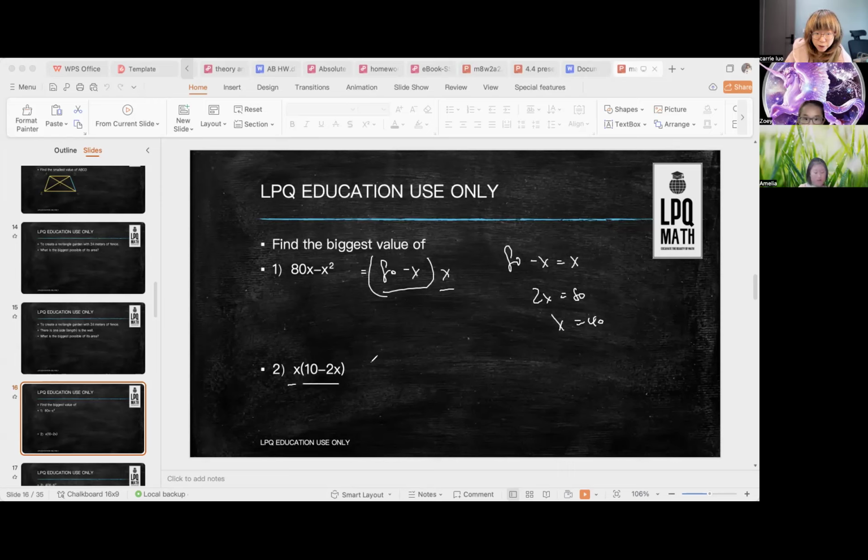So if you want to make this product the bigger the better, x equals what? Equals 10 minus 2x. So I'm going to move this one over there. So 3x equals 10. So x equals 10 over 3.